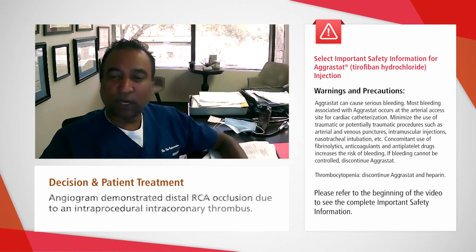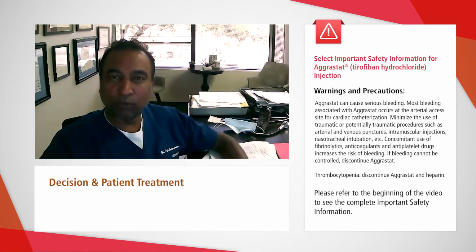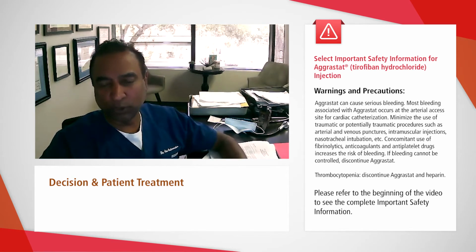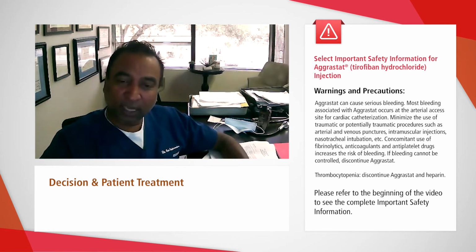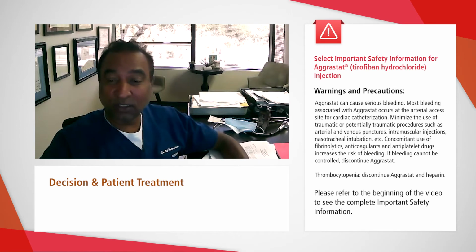Angiogram at this point surprisingly demonstrated a distal RCA occlusion. We were unclear whether this was an abrupt closure from a dissection or thrombus formation, but we quickly ruled out dissection with a contralateral injection, which confirmed it was indeed an intraprocedural intracoronary thrombus that formed during our procedure. We quickly checked an ACT. The ACT was 288 seconds, which is where we wanted it to be.